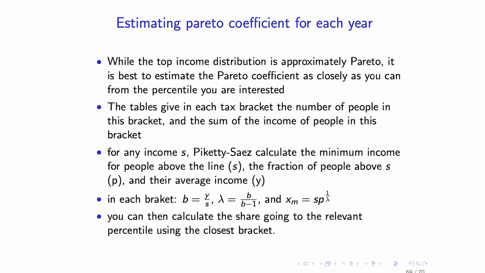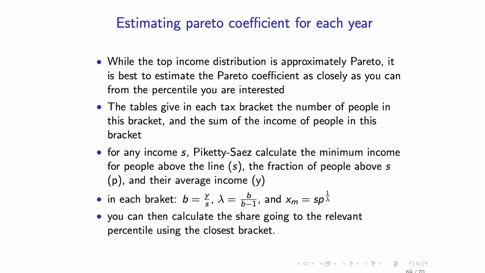So that allows us to calculate the Pareto coefficient b. B is b over b minus 1, as the average income in the bracket divided by the lower bound of the bracket. The average income above a particular line divided by the line. From b, we can calculate lambda. And from lambda, we can calculate the scale parameter.